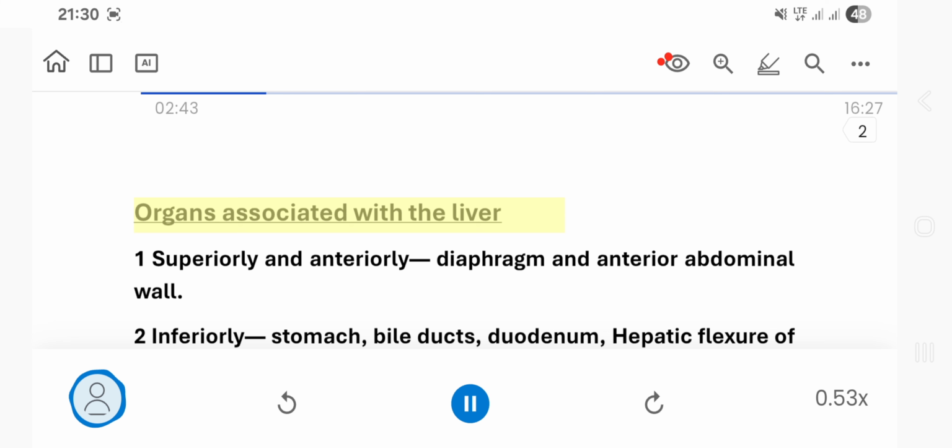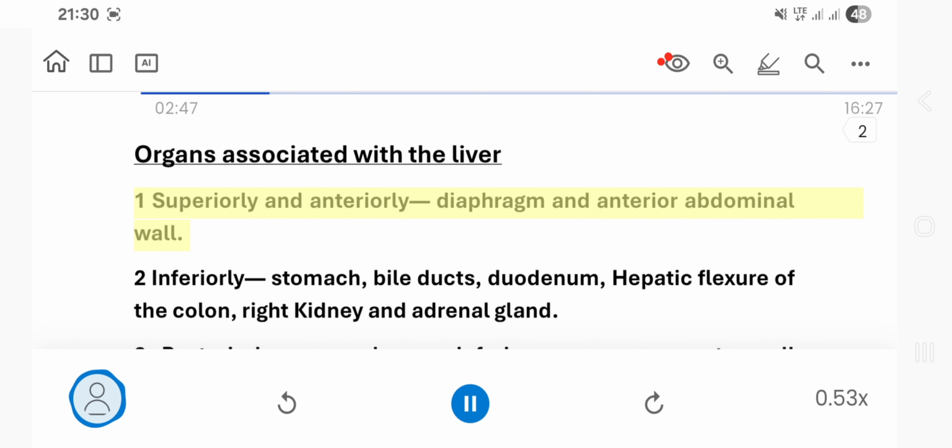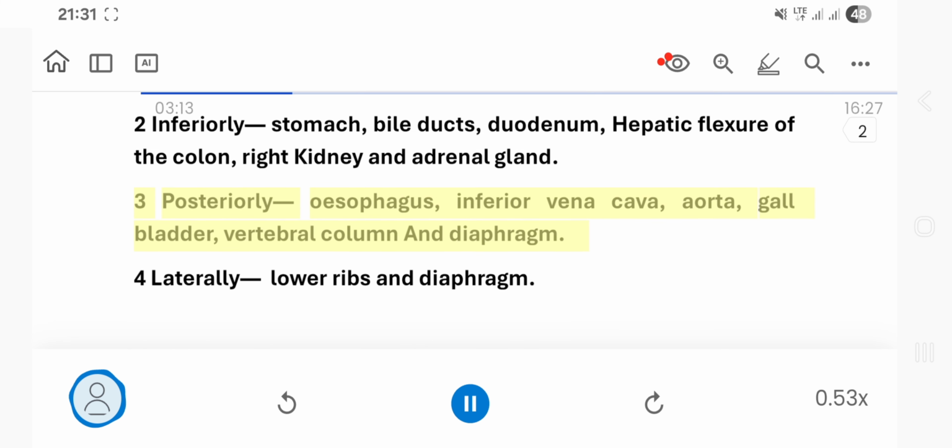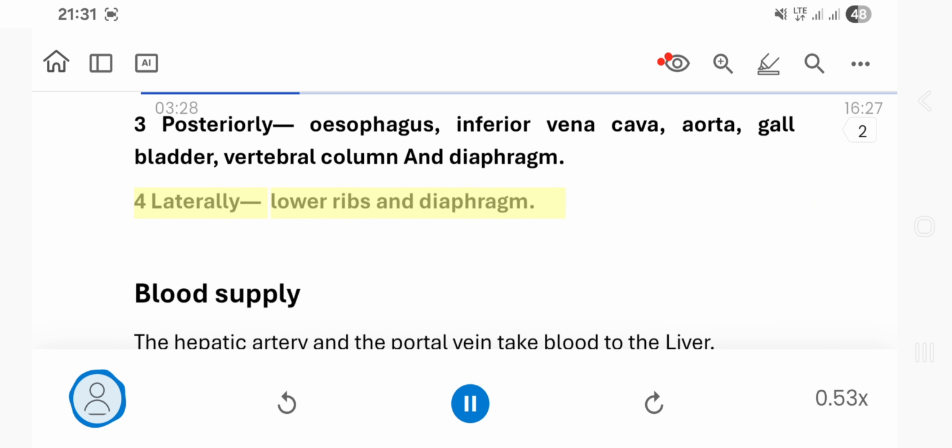Organs associated with the liver. 1. Superiorly and anteriorly: diaphragm and anterior abdominal wall. 2. Inferiorly: stomach, bile ducts, duodenum, hepatic flexure of the colon, right kidney and adrenal gland. 3. Posteriorly: esophagus, inferior vena cava, aorta, gall bladder, vertebral column and diaphragm. 4. Laterally: lower ribs and diaphragm.